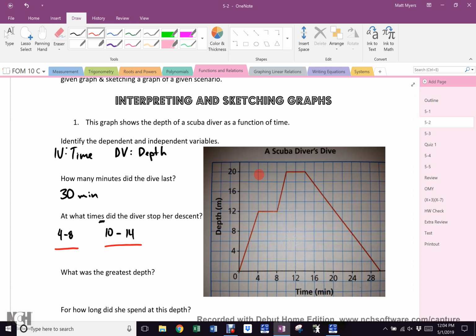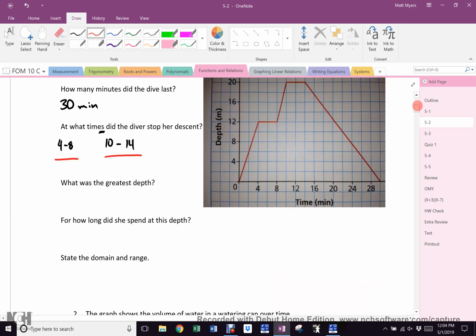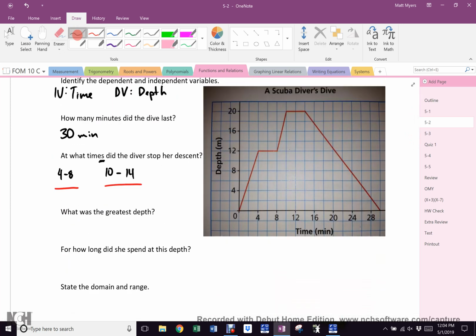Okay. What was the greatest depth? 20 meters. Easy peasy lemon squeezy. How long did she spend at this depth? 4 minutes, because she hit 20 right there and went to there, yes?